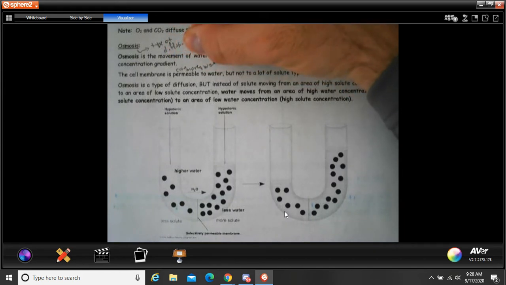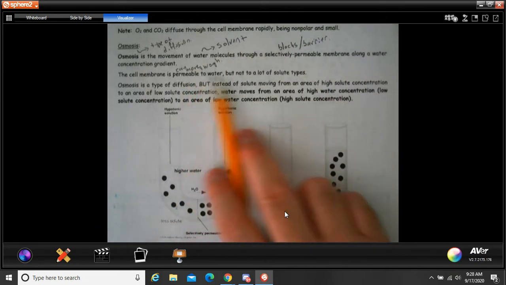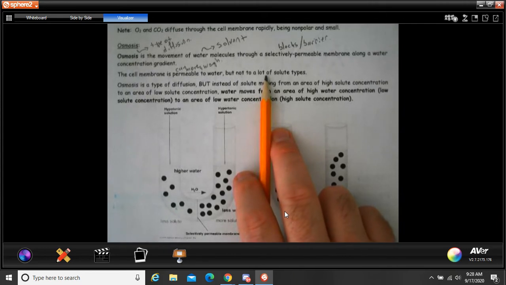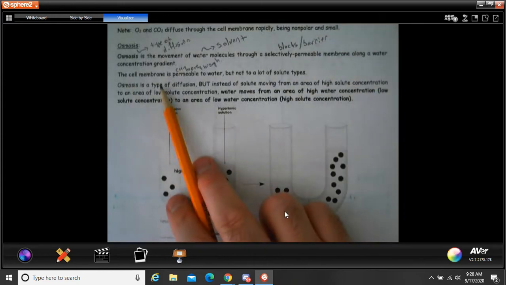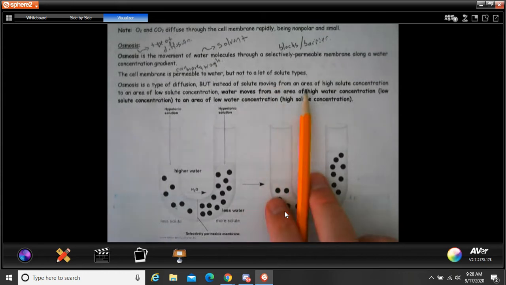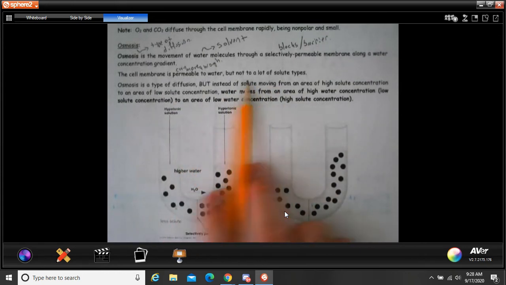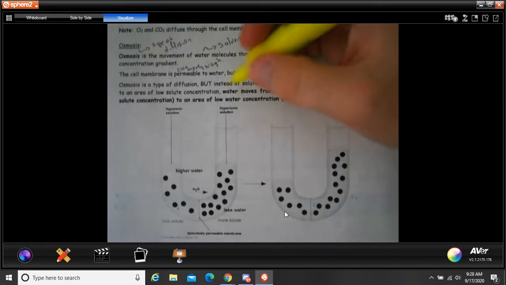You'll learn the details about why that is in future courses, but for now we'll just say that you can move through it reasonably easily, but not a lot of types of solutes do, which I mentioned before. So you get a lot of water going in and out, but solutes have to be controlled by the cell membrane. Osmosis is a type of diffusion, but instead of solutes moving, it's water moving, and the water is going to be moving along a gradient, from its high concentration to low concentration.